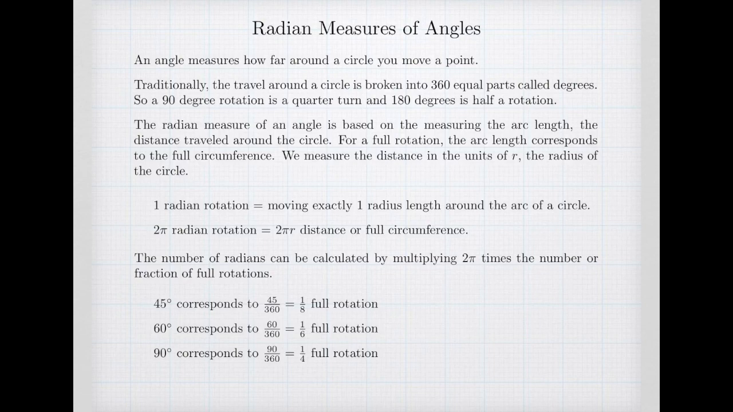All right, so in summary, the angle measures how far around a circle we move. You might be used to thinking about measuring angles in degrees. For example, if this was time for the Winter Olympics, we might be talking about snowboarding and how they do 1080s. They measure how many rotations someone does based on the number of degrees. Traditionally, this travel around a circle is broken into 360 equal parts called degrees. 90 degrees is a quarter of a circle, so that's a quarter turn. And 180 degrees is a half rotation.